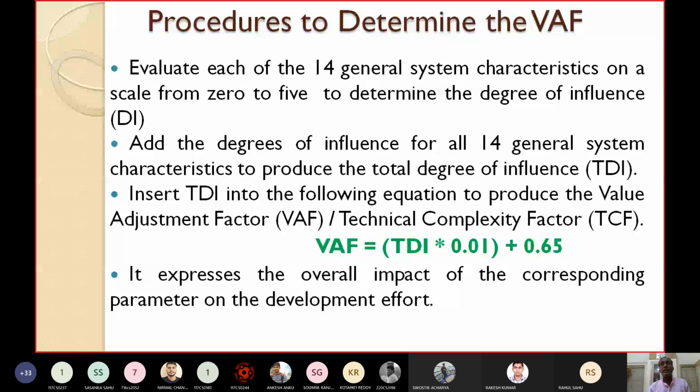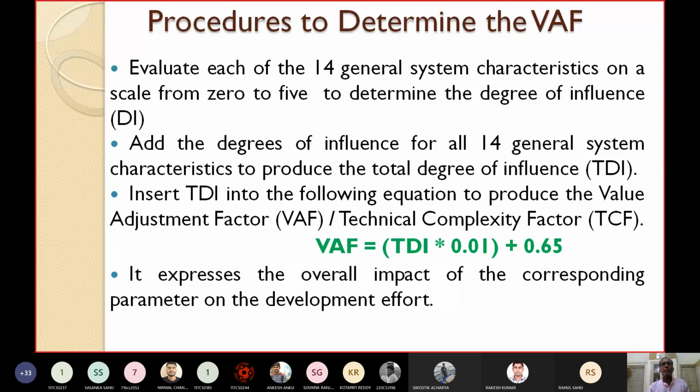Now evaluate each of the 14 general system characteristics on a scale ranging from 0 to 5 to determine the degree of influence of each system characteristic. So what is the value? It is shown here, from 0 to 5. Then you have to add the degrees of influence for all the 14 general system characteristics to produce another parameter called TDI, which is known as the total degree of influence.